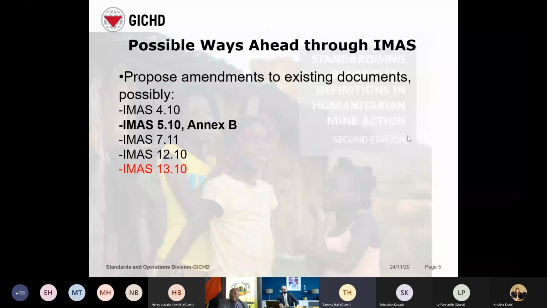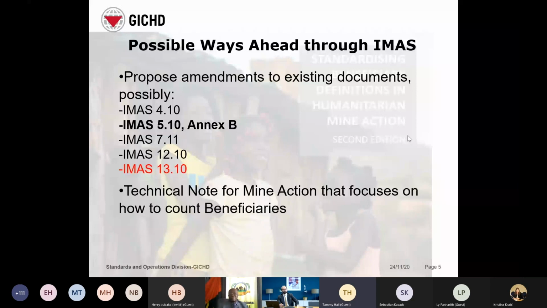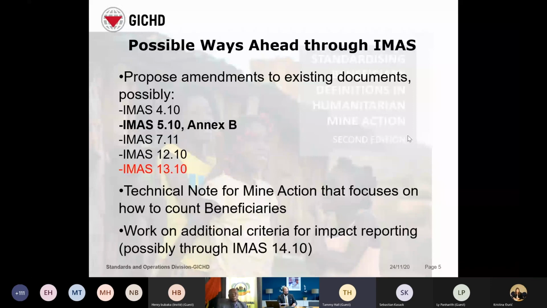But I think there is also the scope for proposing that there would be a technical note that mirrors a lot of the content of this document. Technical notes are meant to inform on methodologies. They tend to be more complex in nature and not putting out the same type of standardization guidelines. But they're very vital for people understanding how to go about the business of implementing standards. And I think that it would certainly be an interesting thing to consider a technical note with this content. And then looking at maybe additional criteria for impact reporting that may be based on some of the groundwork that's done in this document.